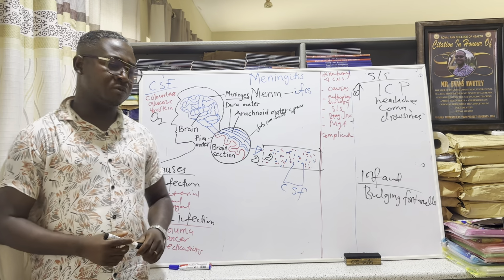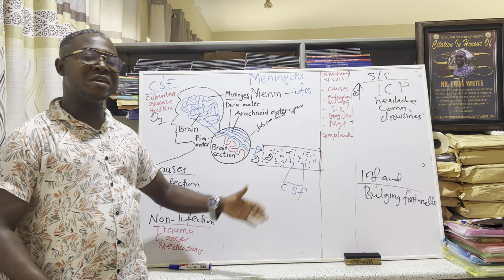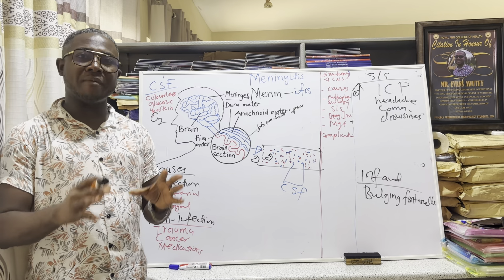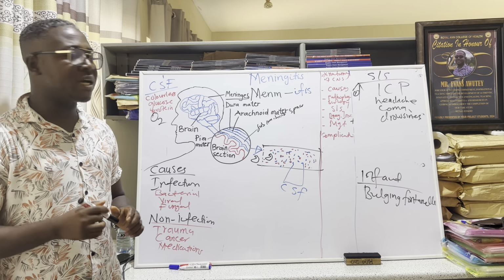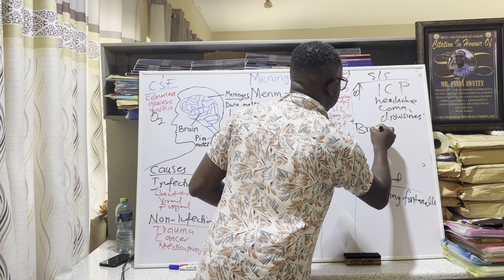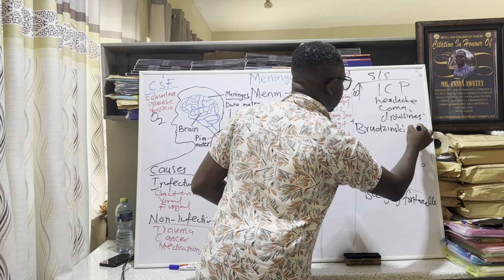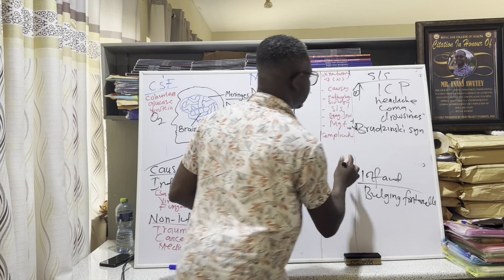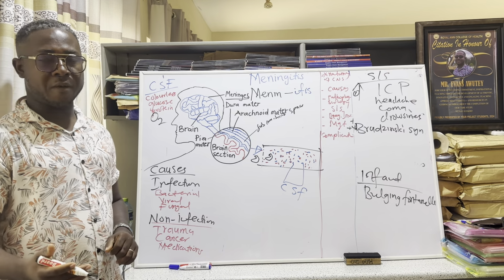Now, let's continue. So during the inflammatory process, the meninges are being inflamed and they are being what? Irritated. And so what will happen when there's irritation of the meninges? One of the clinical manifestations is Brudzinski sign. So we have positive Brudzinski sign. How does this occur?